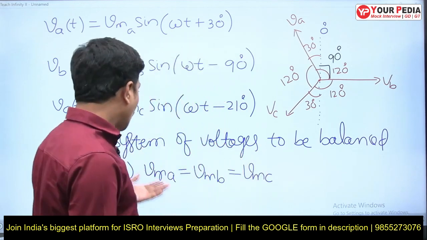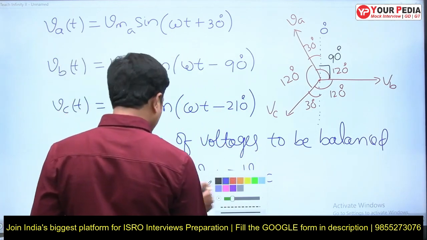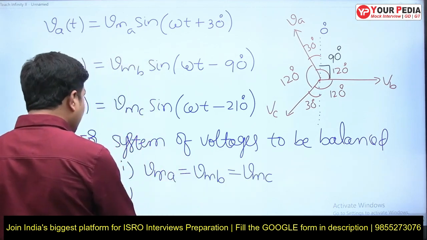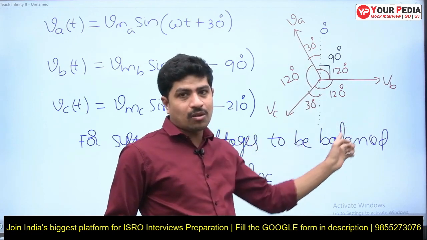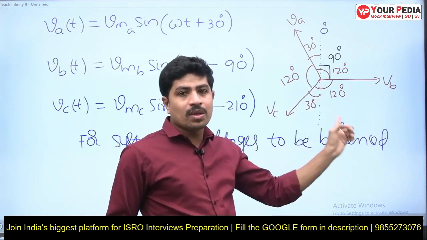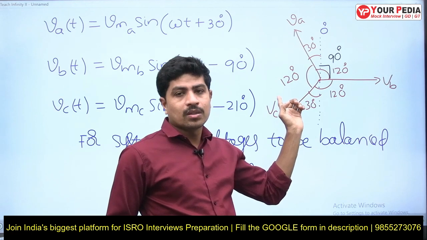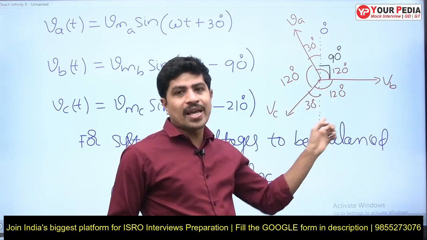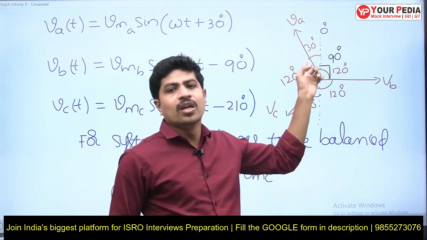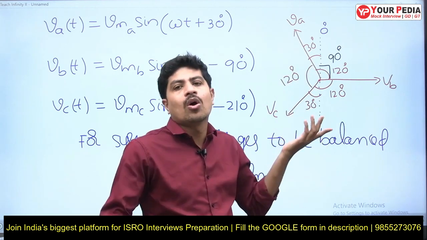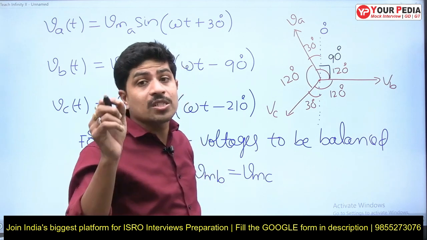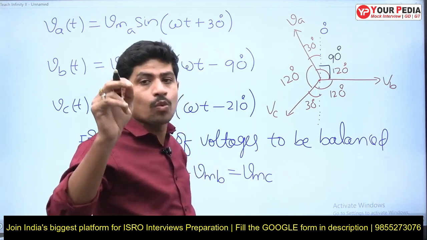And what is the second condition? Let me write the second condition here. See, the phase angle difference between consecutive phases. If you are going clockwise, between VA, VB, VB, VC, VC, VA: A to B angle is 120, B to C angle is 120, C to A angle is also 120. If you are coming the other way, A to C 120, C to B 120, B to A also 120. The phase angle difference between the consecutive phases must be 120 degrees.